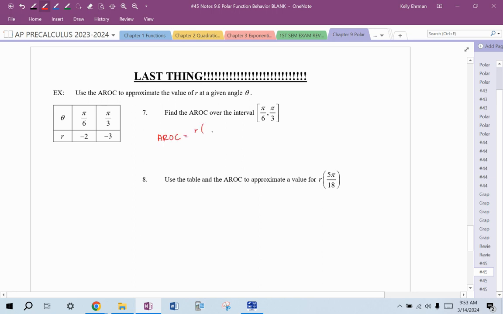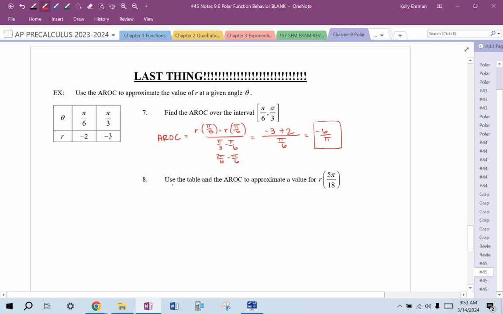Again, that's R of pi over 3 minus R of pi over 6, over pi over 3 minus pi over 6. R of pi over 3 is negative 3 minus negative 2, over, let's see, this is 2 pi over 6 minus pi over 6, so that's pi over 6. Instead of negative 1 over pi over 6, let's make it negative 6 over pi. So here's the average rate of change. This means that R is decreasing on average by this much.